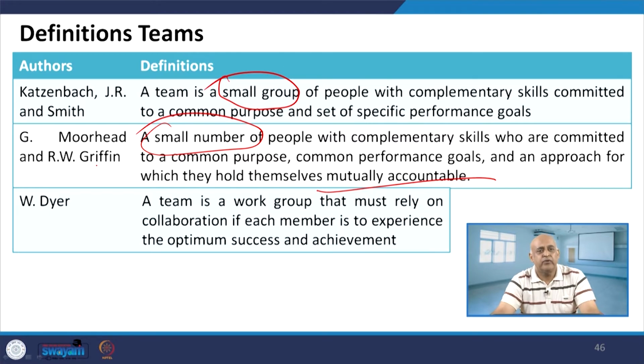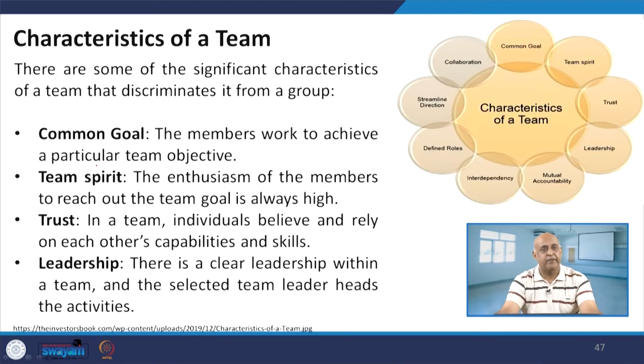I alone cannot do anything unless I get my team members, not group members, team members. When I get my team members, I will be able to do that. So, what are the characteristics of a team? Common goal, it is like a group, the team spirit. These characteristics are very important, dear friends.